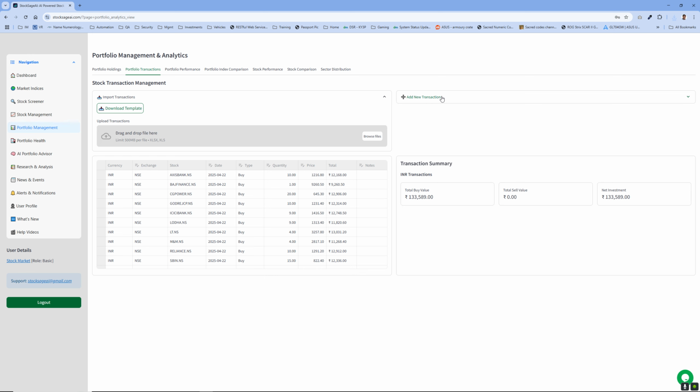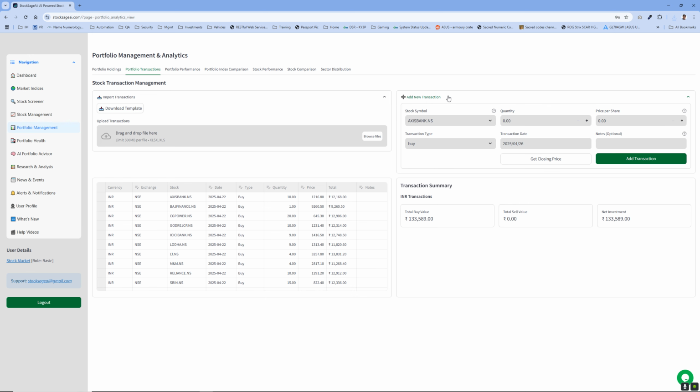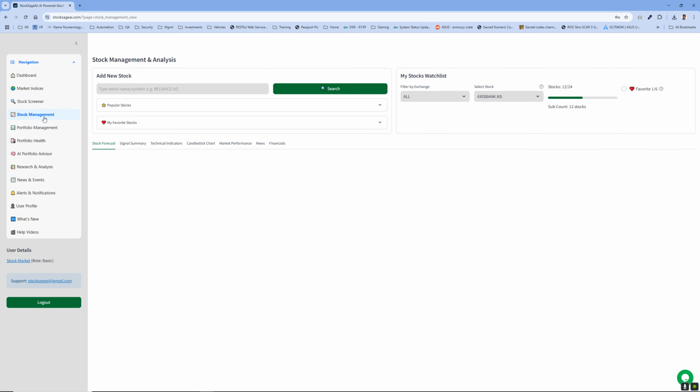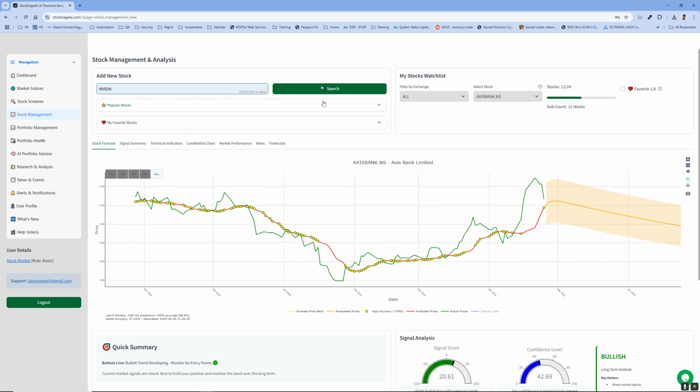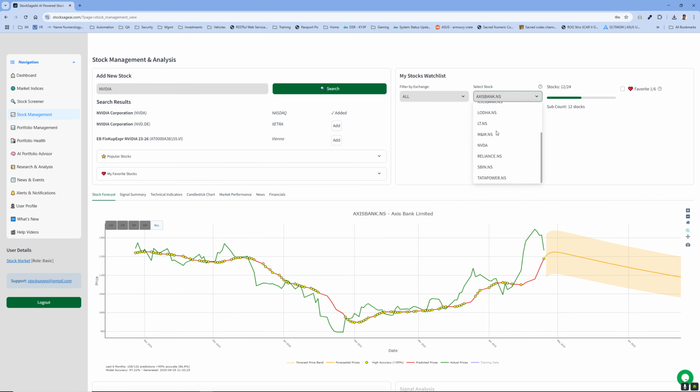The other way is you can manually add transactions by using the Add New Transaction button. You can select these stocks from here and add them to your portfolio. Now you need to remember one thing. These stock symbols will only be listed over here if you have added these stocks in your stock management. For that, you have to go to stock management, add them from there, the same mechanism which we did earlier, and add those stocks. They will come into your watch list, and then you can add those to your portfolio. Without that, you won't be able to add those stocks manually.